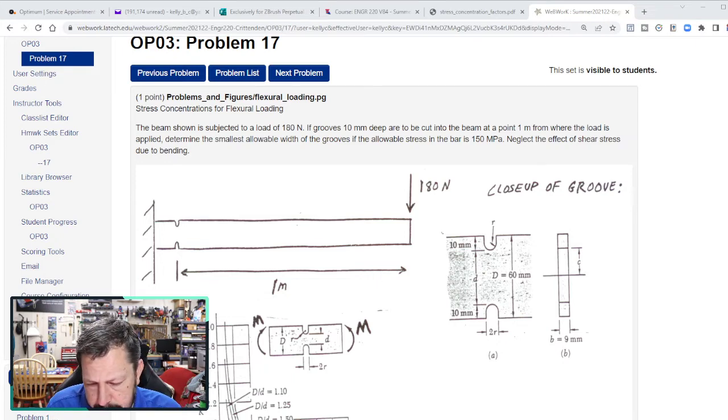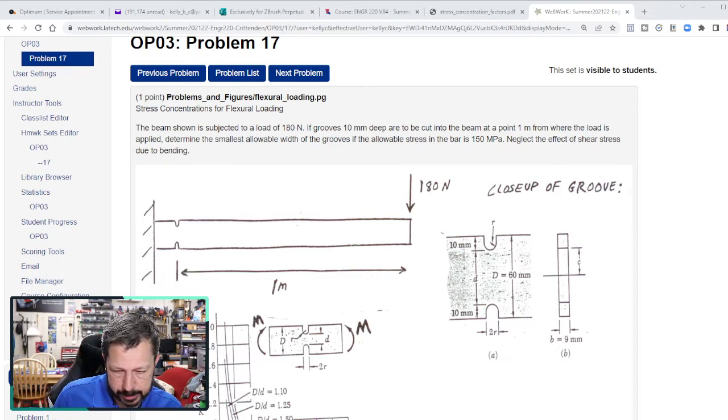Determine the smallest allowable width of the grooves, so basically what's shown as 2R in this picture over here. Figure out that smallest width, if the allowable stress in the bar is 150 megapascals. Neglect the effect of shear stress due to bending. So we didn't calculate shear stress due to bending at all before in our beams that were in bending, flexural stress. So we're not going to do it now.